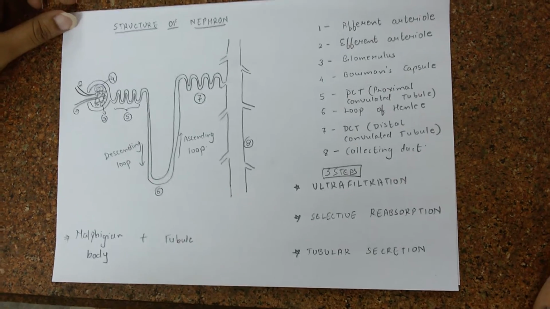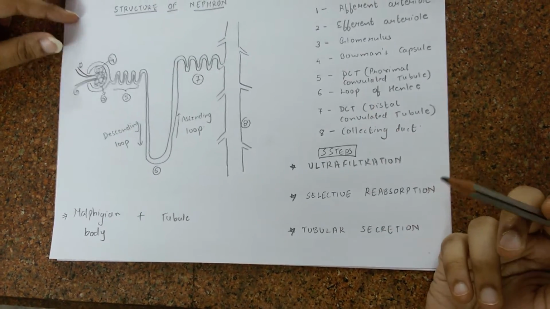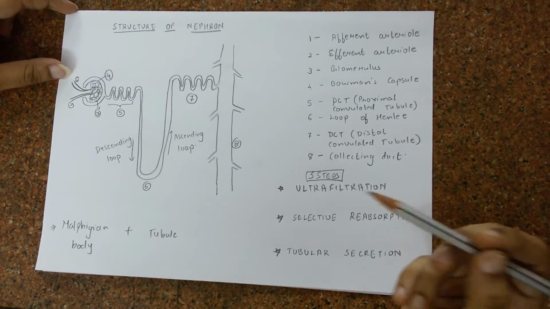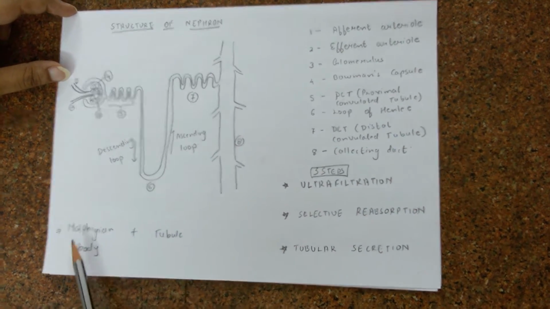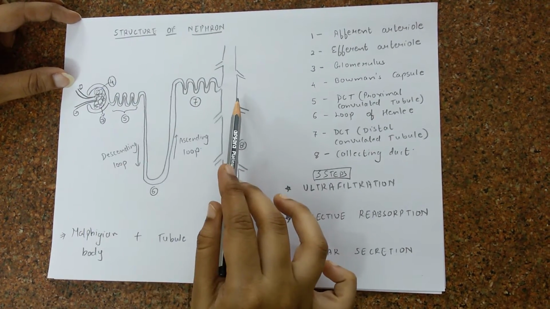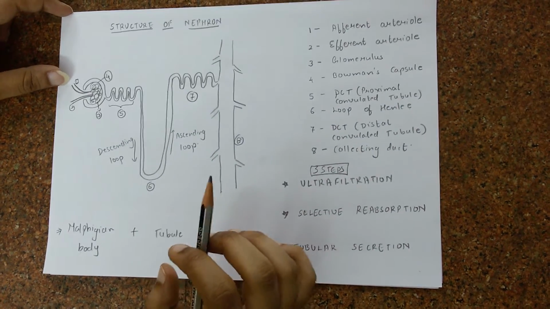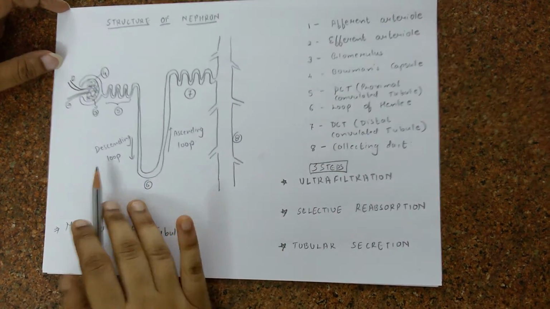Hi everyone. Today I am going to explain the structure of the nephron. There are millions of nephrons present in each kidney. A nephron is made up of two parts: the Malpighian body, which is this particular part, and the remaining part, the tubule. Now let us see how exactly the process of urine formation or filtration takes place in a nephron.